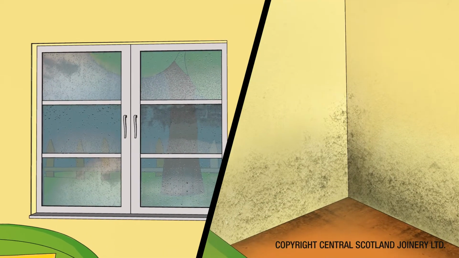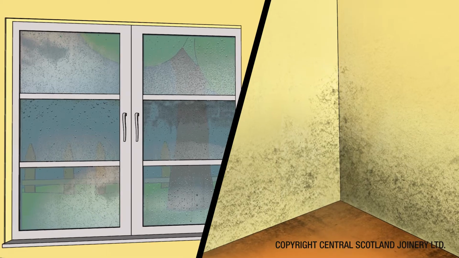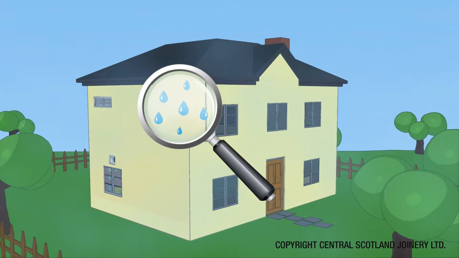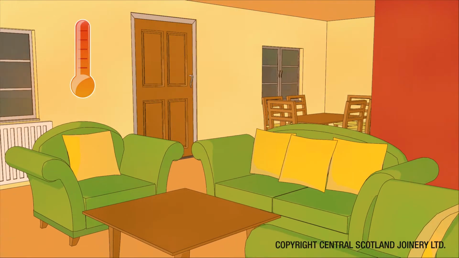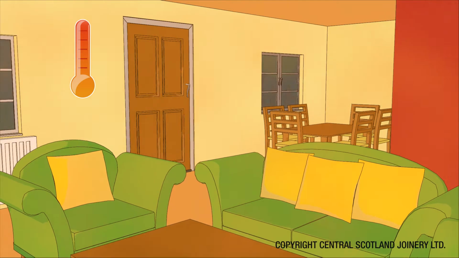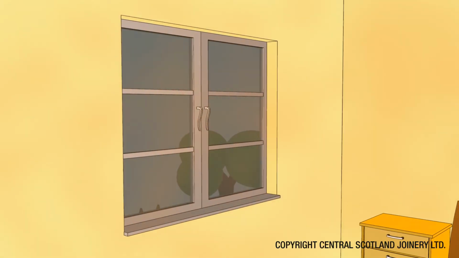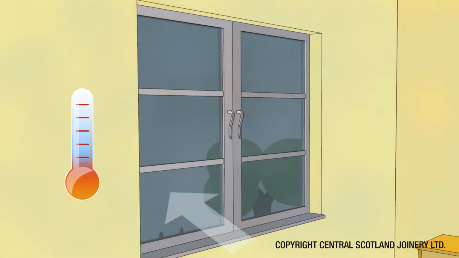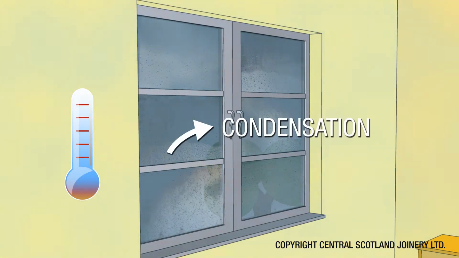Condensation and the damage it does is a problem frequently encountered in all types of buildings. The air which is in and around our homes contains water vapour, which is usually invisible. As the air becomes warmer, the amount of water vapour it can hold can reach its limit. When this limit is reached, the air is said to be saturated. When saturated air comes into contact with a surface that's cooler than itself, the air's temperature lowers and it sheds any excess water. This water is condensation.